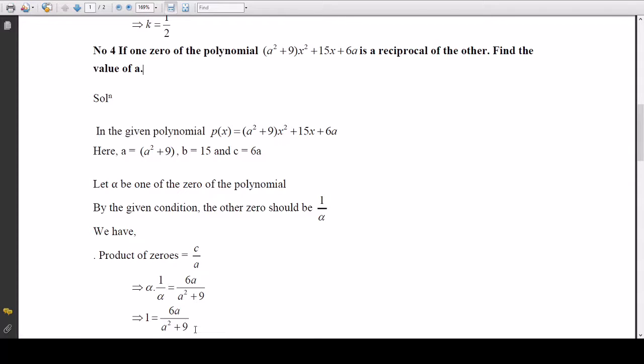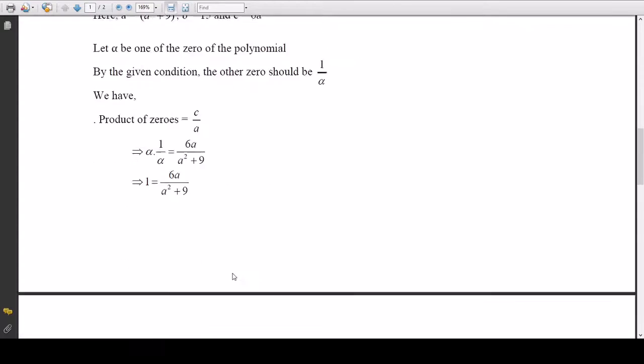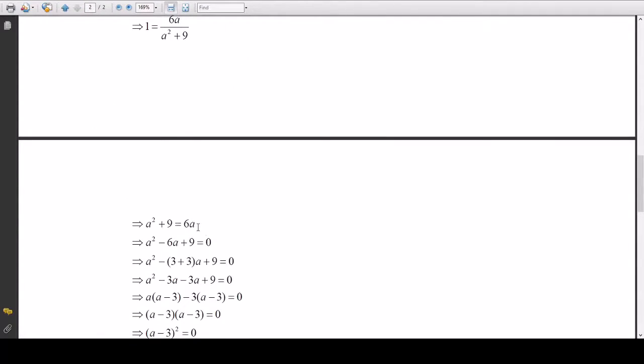Cross multiplying this, you have a² + 9 is equal to 6a. Okay, now bringing this 6a to the left side, a² − 6a + 9 equals 0, which is a quadratic polynomial in which variable?